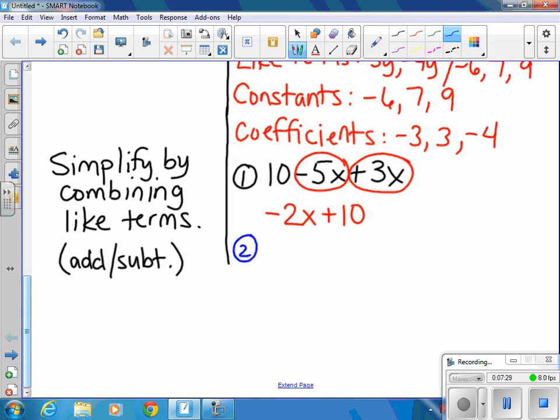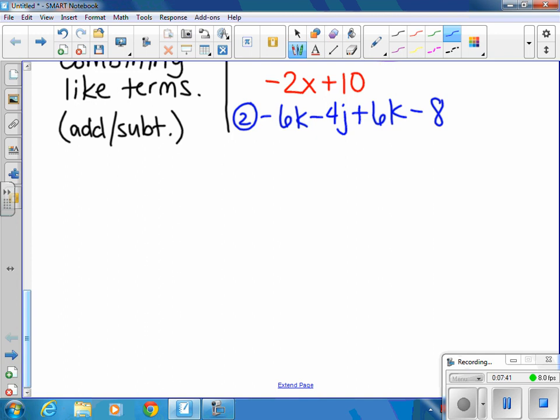Right, if we take a look at another one that builds a little bit more into it, negative 6k minus 4j plus 6k minus 8. Notice I have more terms in this problem now, so it's a little longer, but the whole point of this is to simplify it and make it shorter. Always go alphabetical with your variables. So because j comes first, right, negative 4j doesn't have anybody else to go with, so bring it down into your answer. It's going to be the front.